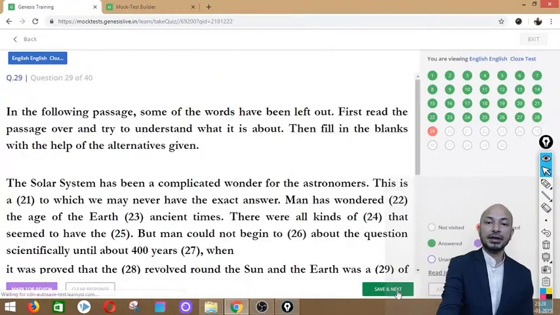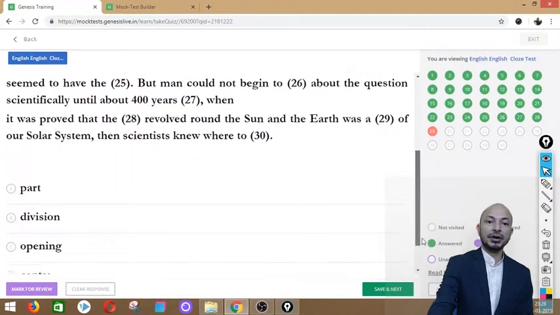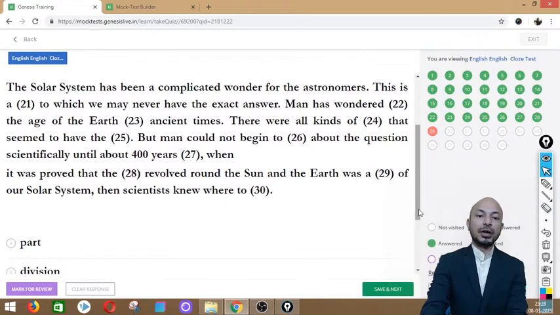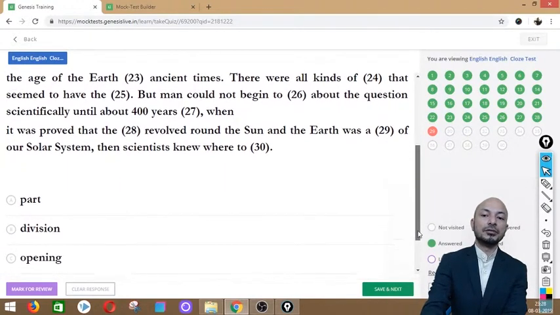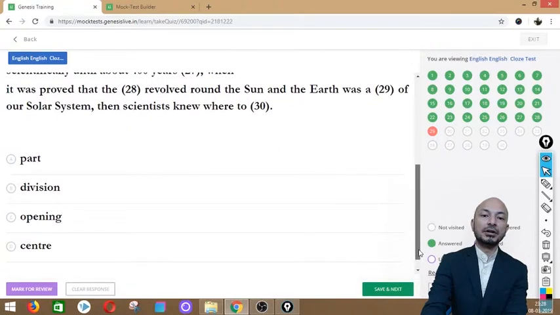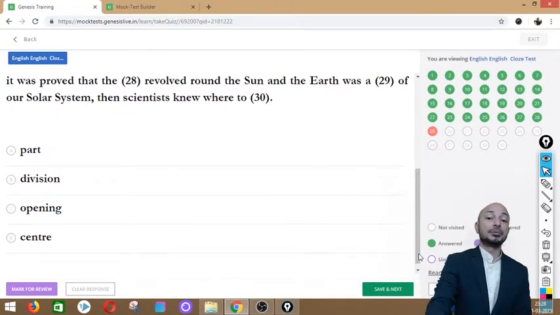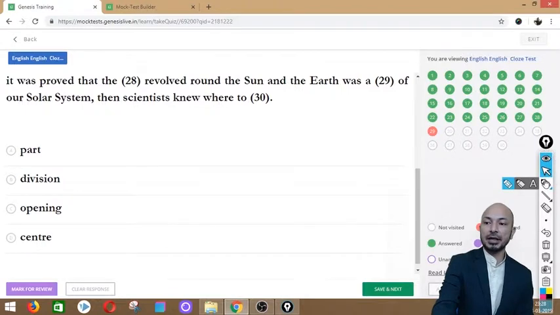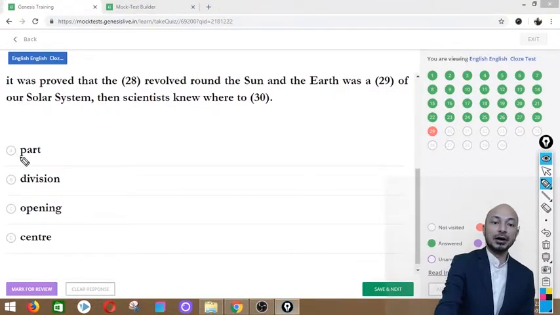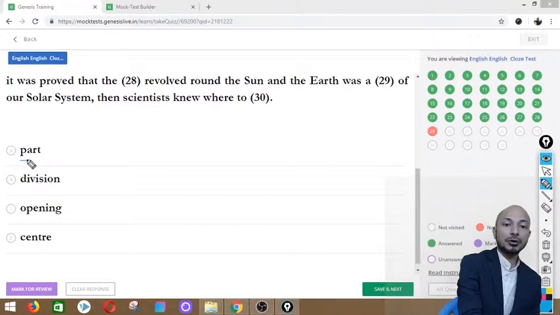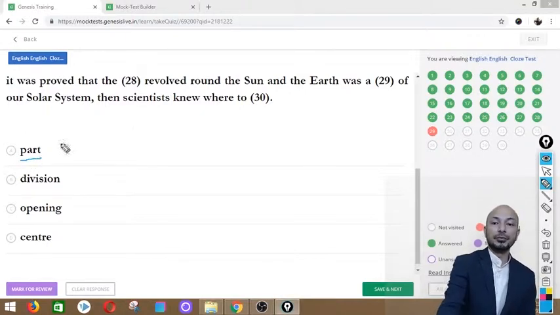We save and say next. So on to number 29, and we have to scroll right down to the end of the passage. And it says, when it was proved that the Earth revolved round the Sun and the Earth was a dash of our solar system. Is it part of our solar system, division of our solar system, opening of our solar system, or center of our solar system? And the correct answer is option A, which says part of our solar system. We go ahead and click option A.